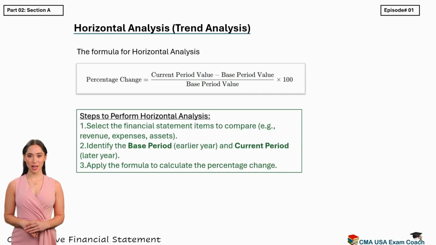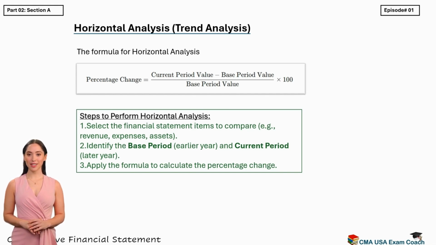Steps of horizontal analysis. Step 1. Select the financial data for comparison. Identify the specific financial statement line items, for example revenue, net income, total assets, you want to analyze. Choose the time periods for comparison, such as year over year or quarter over quarter.